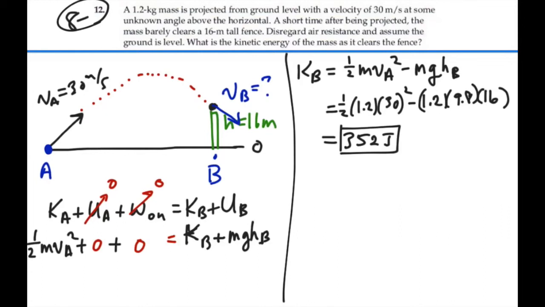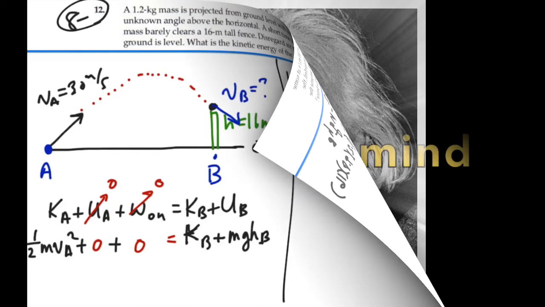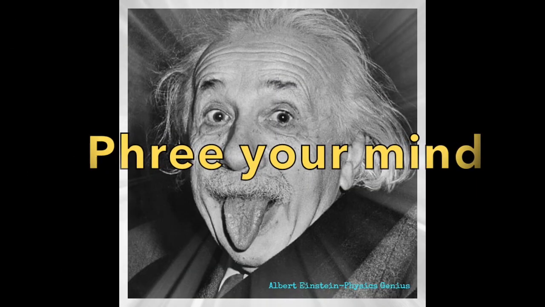So it's 352 joules. Note that even though we reach some different heights along the way, we only need to select A and B. We only need to worry ourselves with 2 points, A and B, and not worry about what happened along the way in order to come up with this result. So it's pretty straightforward, nice result, 352 joules.